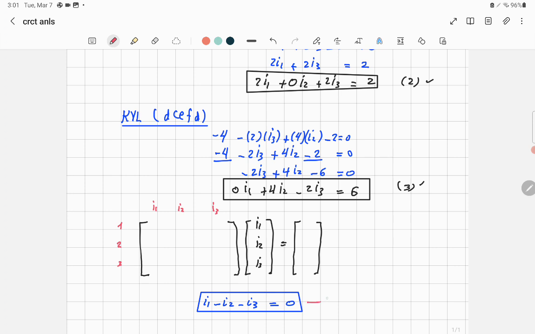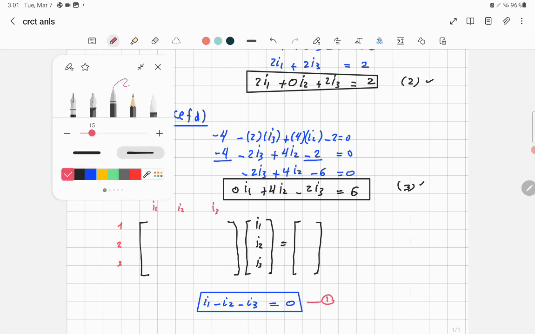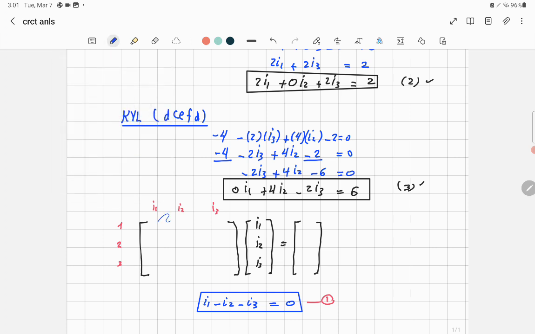For equation number 1, you have I1 coefficient 1, so I put 1. I2 has coefficient negative 1, I3 negative 1, equals 0. So I'm done with the first equation. Now I'll go for the second equation. I1 has coefficient equal 2. I2 has coefficient 0. I3 coefficient 2 is equal to 2.